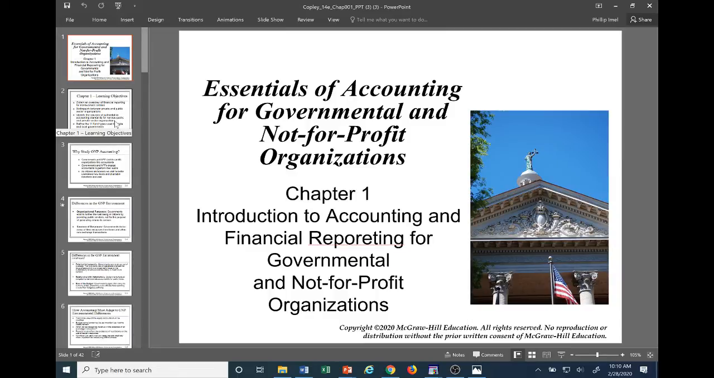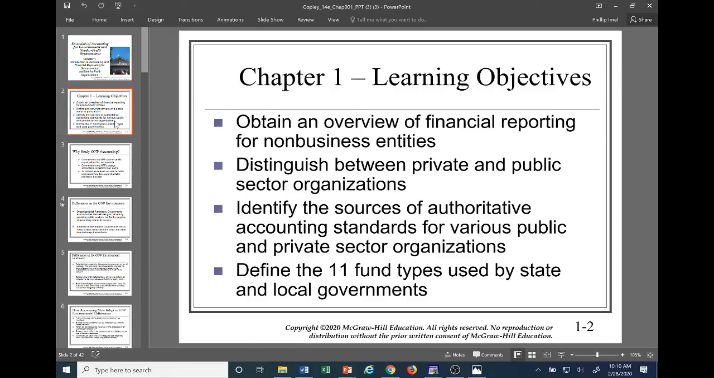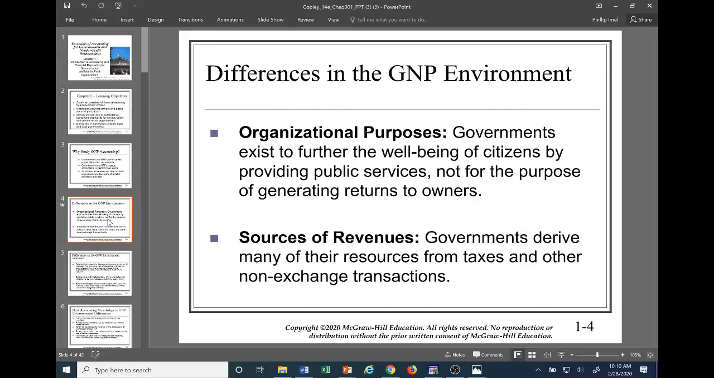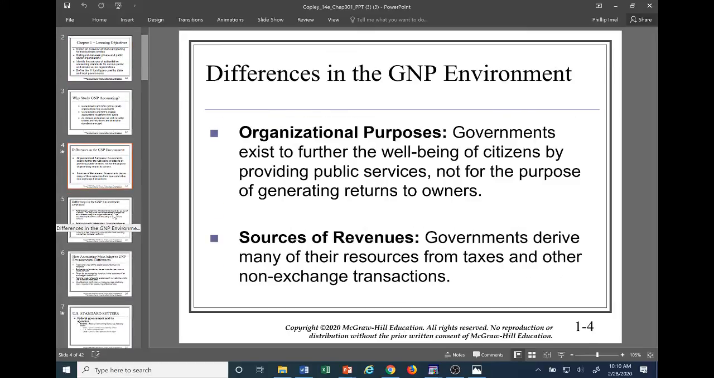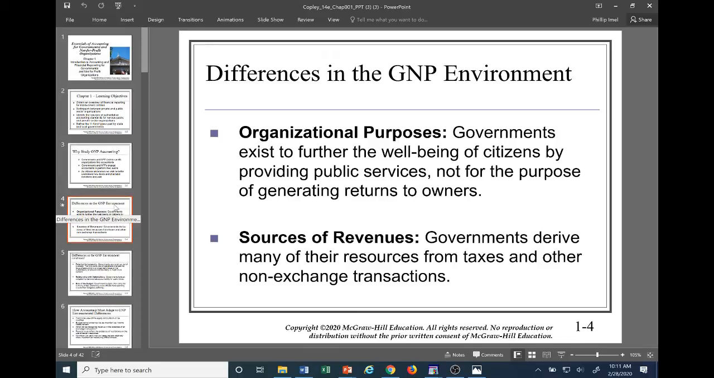So this is just the introduction to it. Let's get in here a little bit. We know the main difference between accounting for governments and not-for-profits as opposed to the for-profit sector: you have a greater responsibility. Because the government has to be accountable, right? The accountability is key. So if we have a greater responsibility, then we have to change certain ways we account for some transactions, right?